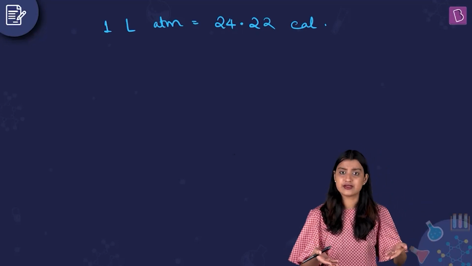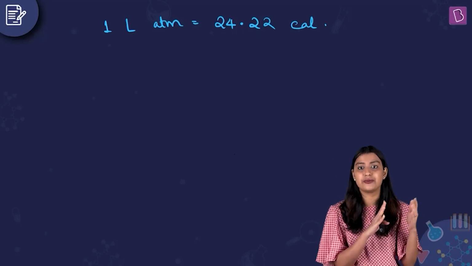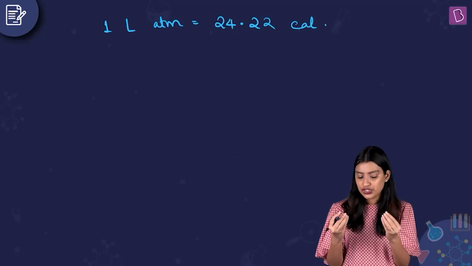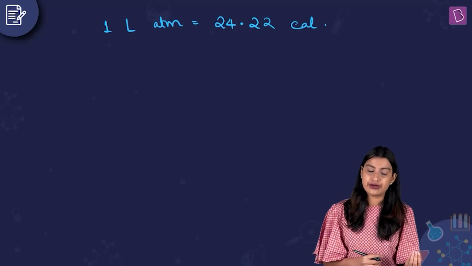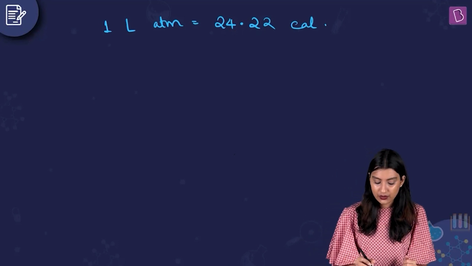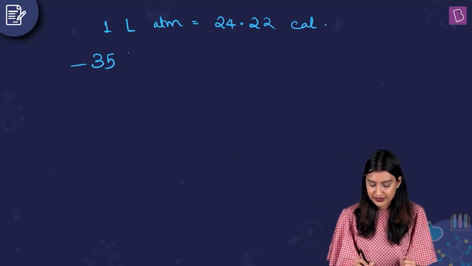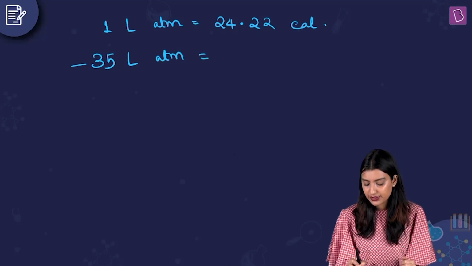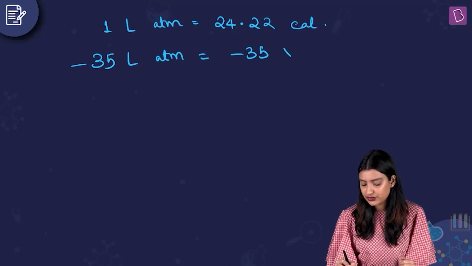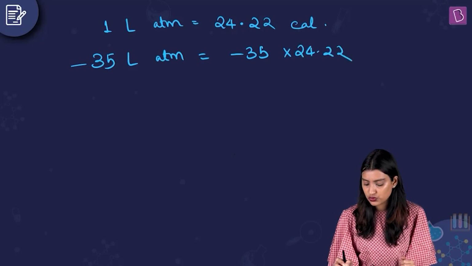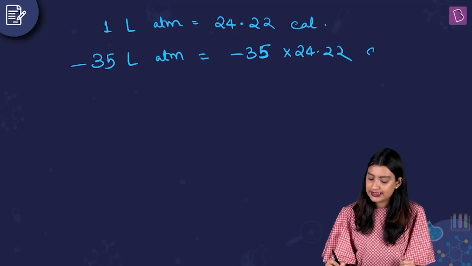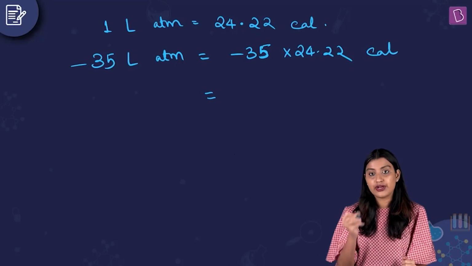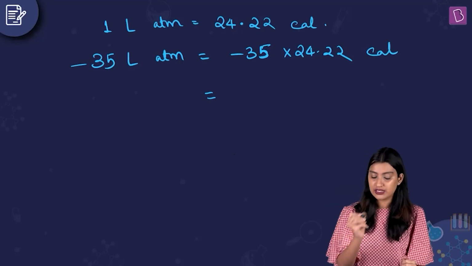I feel like this is an easier thing to do because we are preparing for a competitive exam and such shortcuts are more useful for us, right? Okay, so now what will be the value of minus 35 liter atmosphere? This will be minus 35 into 24.22 calories. What I'm going to do is write 24.22 as approximately equal to 25.